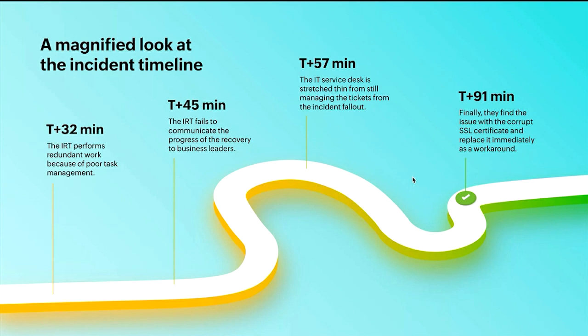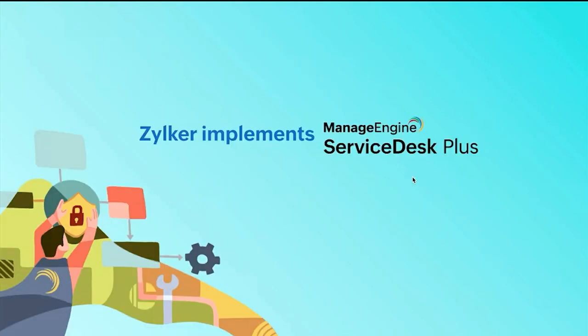identify the incident. And after 91 minutes, the IRT identifies that the issue is because of a corrupt SSL certificate. They replace the SSL certificate and then they finally bring the business back to usual. So it took T plus 91 minutes for Zilker to get back on track.